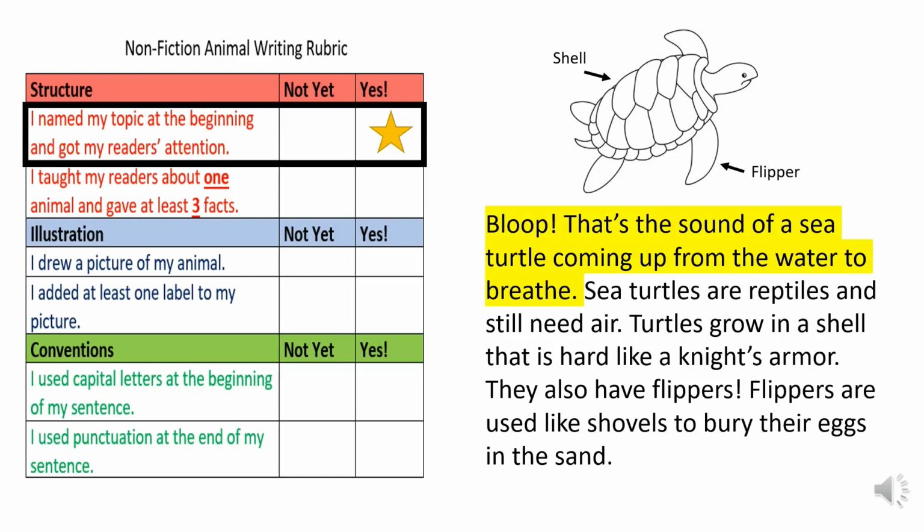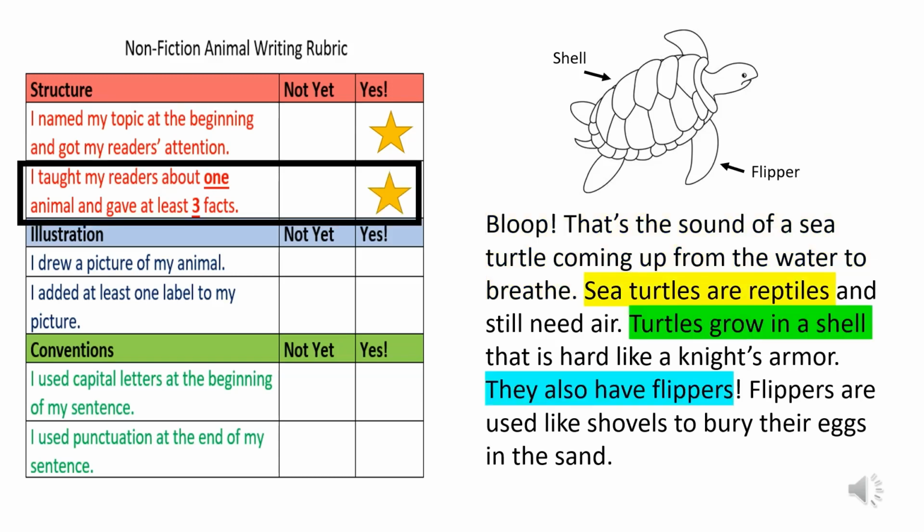The first thing I want to check on my rubric is that I named my topic at the beginning and I got my reader's attention. I can check yes in this because I saw that I added bloop. That's the sound of a sea turtle coming up from the water to breathe. Adding the onomatopoeia, the sound word, bloop at the beginning got my reader's attention, and I did mention sea turtle, which is my topic.